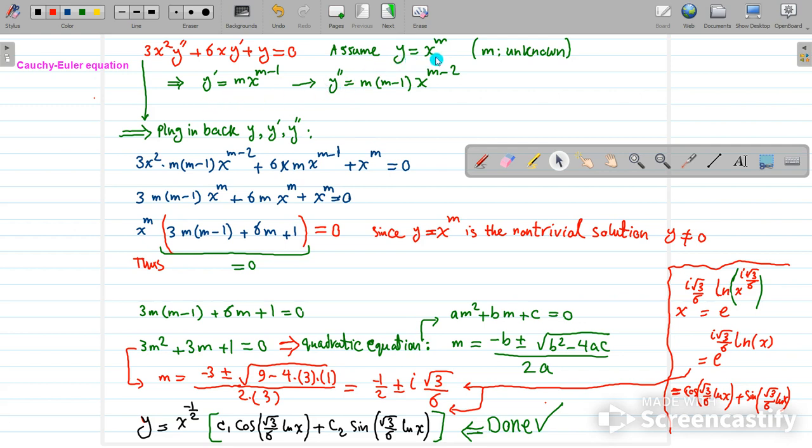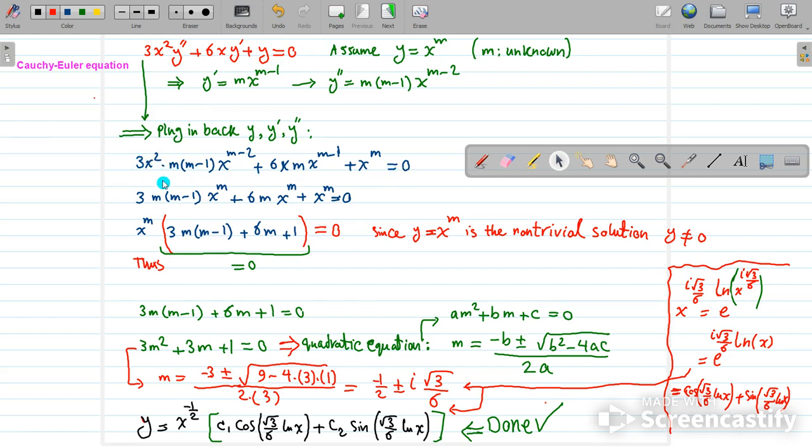But because y is x to the m, y prime would be m times x to the m minus 1. And also y double prime is m times m minus 1 times x to the m minus 2, as we can see. So after plugging all the y prime and y double prime in the original differential equation, which is in red, we would have something like this line.